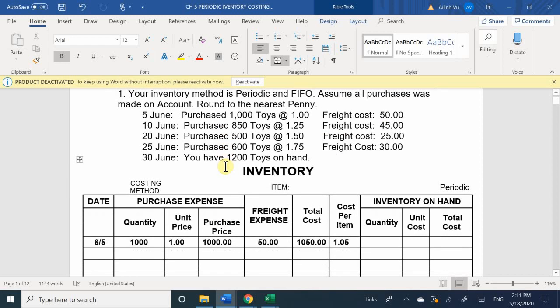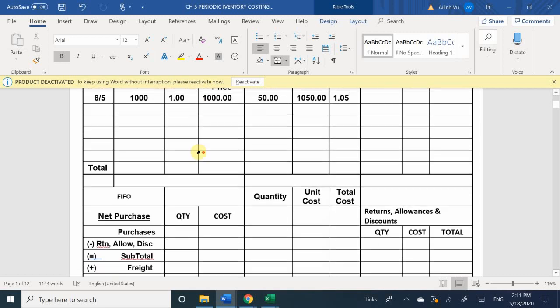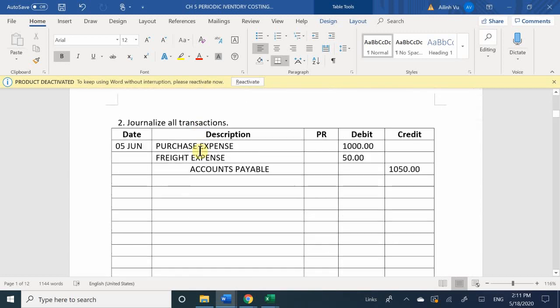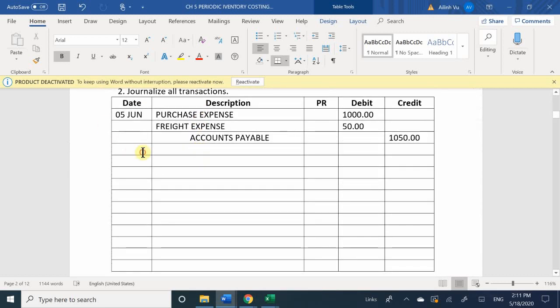All right. So what's the next transaction? Purchased 850 toys at $1.25, and freight was $45. So what's the date? June 10th. We're gonna journalize first, right? Okay. So 10 of June.